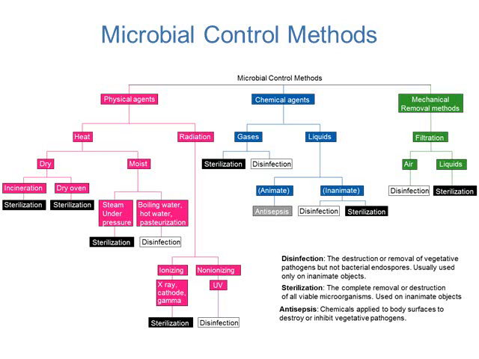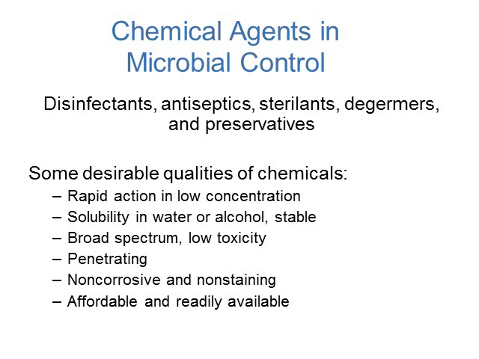So we're going to be looking the rest of the time at the chemical agents. With chemical agents, you can have disinfectants, antiseptics, sterilants, degermers, and preservatives. Chemicals are used a lot to control microorganisms. The qualities that we look for in chemicals: we want rapid action at low concentration of the chemical, so we don't want to use a lot of the chemical to get good results.